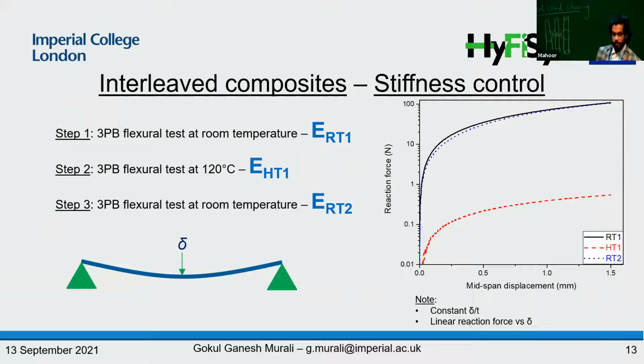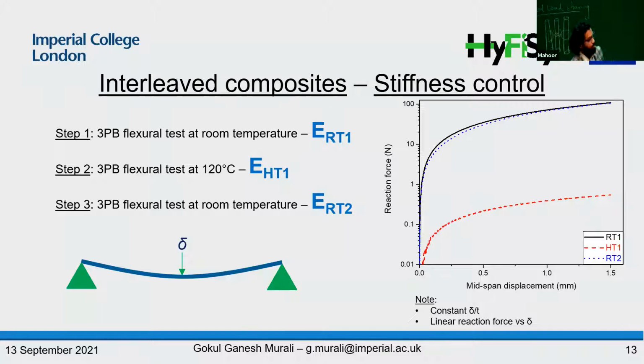Now, let us look at how the stiffness behavior changes. I told you that stiffness drops drastically. Let's see how drastically it drops. I test the composite first at room temperature, and then I heat it to 120 degrees Celsius, and then test it again in the flexural test setup, and then I again test it at room temperature, just to see how the stiffness can be controlled.